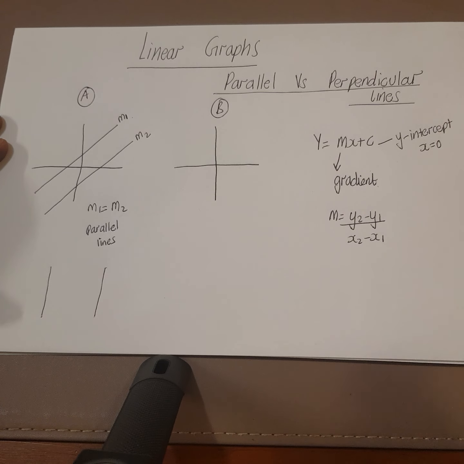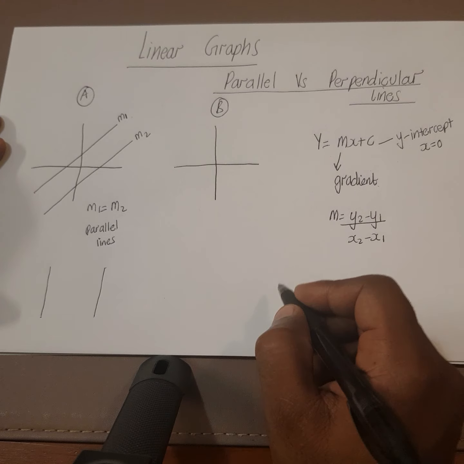Now, let's look at perpendicular. When we talk about triangles, for example, we fondly refer to the height as the perpendicular height. So when you think of perpendicular, you think of 90 degrees.